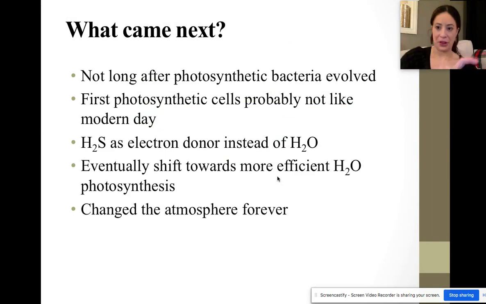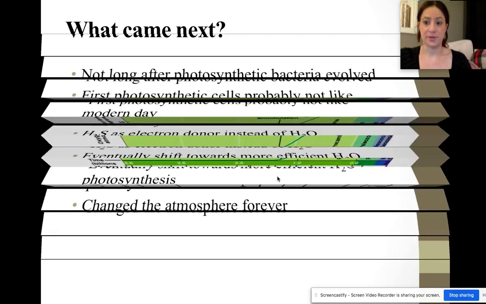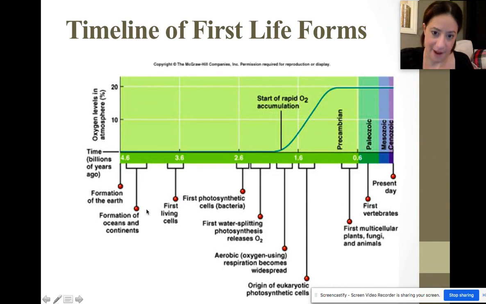So this connects with the picture that I just showed you, because initially we have a whole environment with heterotrophic cells, but at some point photosynthetic bacteria would evolve. But our first photosynthetic cells were probably not exactly like today's photosynthesis. Today, it's H2O that donates the electrons. Initially, it was probably just H2S that donates the electrons. But photosynthesis would change the atmosphere forever.